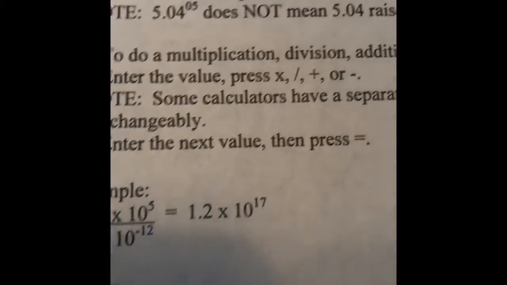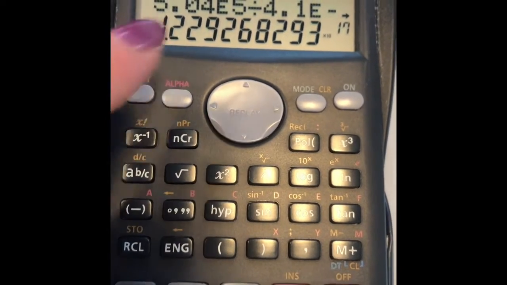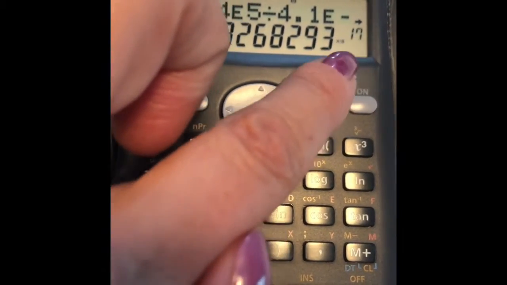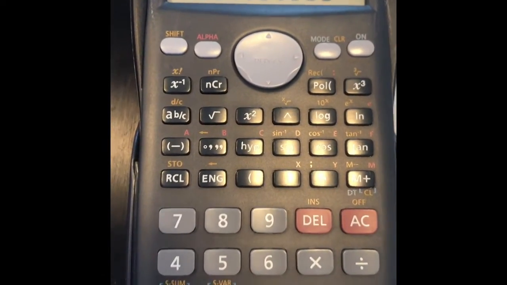The answer is, this is rounded, 1.2 times 10 to the 17. We'll learn rounding later. So 1.2, and way over here, times 10 to the 17. You have to be on the lookout for that. Okay? That's how you use this calculator.